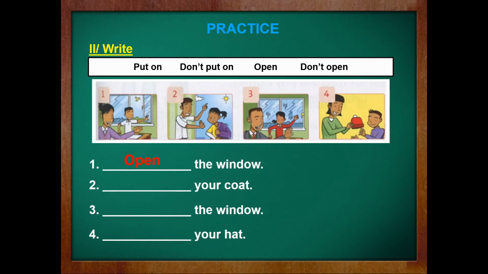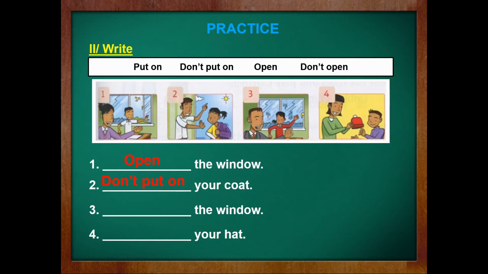Okay, time's up. Let's check the answer. Picture 2 and sentence 2. Because the weather is hot. You can look at this. The weather is hot. So, don't put on your coat. Very good. Don't put on your coat. Now repeat after me. Don't put on your coat.